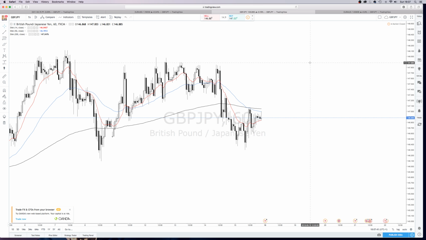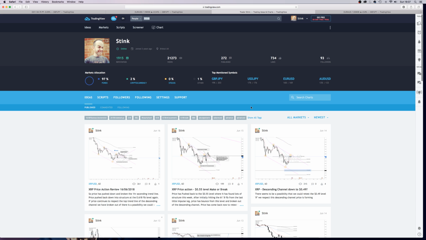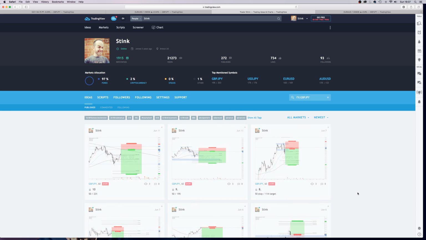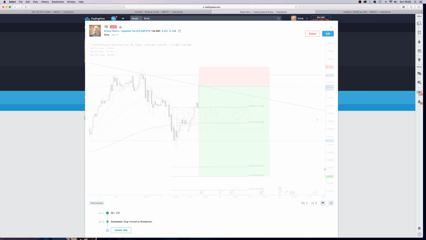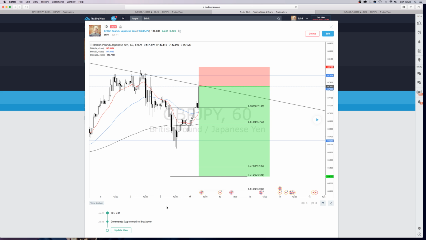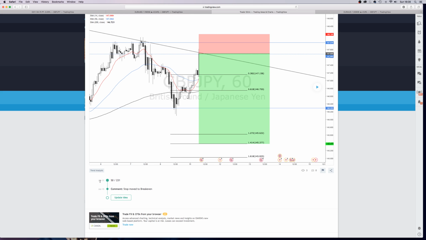So on the actual idea that I posted on, I think it was the 11th of June. Here we go. So it's a 50 pip risk for 231 pip reward. Now, my stop has been moved to break even as well. That's on the 15th. So open on June the 11th, June 15th.